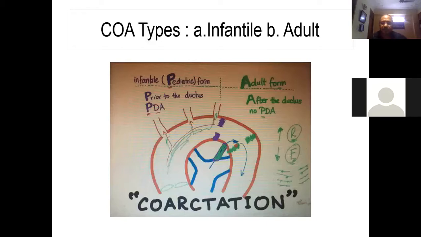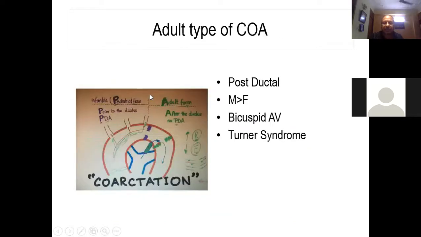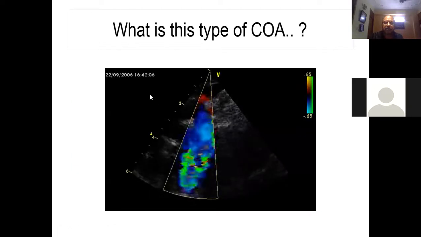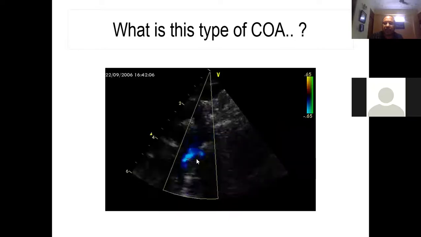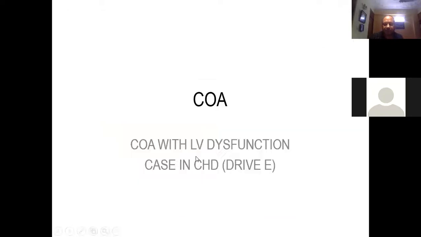I'm not going to talk of all this. This is a pictorial diagram done by me of adult form versus infantile forms. We are not going to talk about all these details. So the only answer is, once we see it distal to this, it is the adult form of coarctation of aorta.